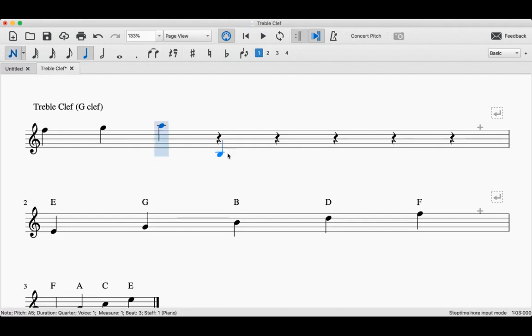Now I could keep going, right? I could go to the space above that line and call it B, and then I could add another line above that space and call it C, and I could keep going on and on, right? I could keep going higher up on the staff if I wanted to.